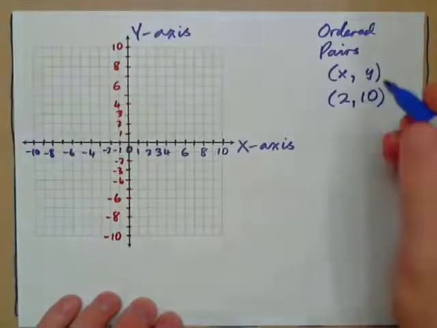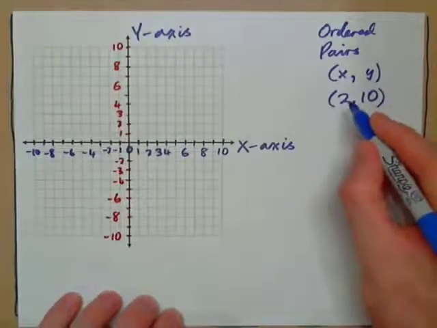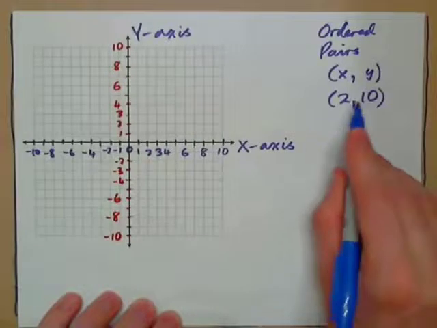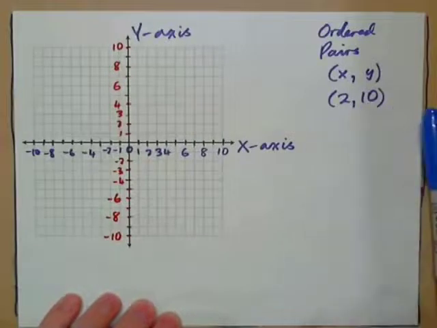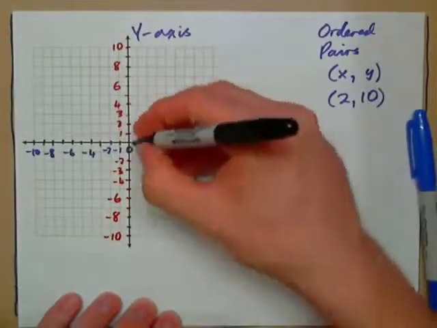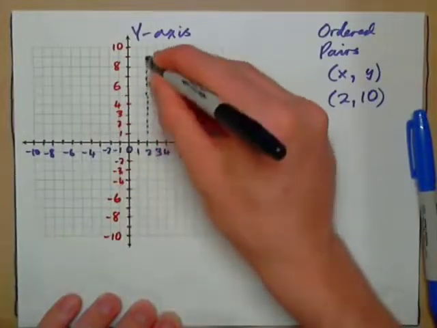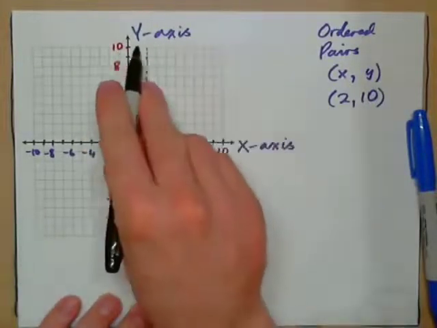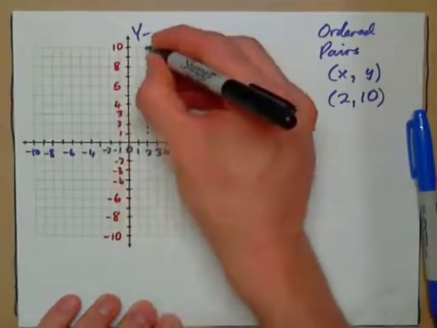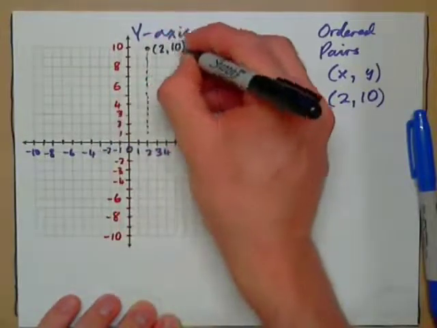So you've labeled your axes, and the ordered pair 2, 10, x is 2, y is 10. Let's find that. Well, x is 2 right here. And you just go straight up and find where y is 10. Y is 10 right here, isn't it? So that is 2, 10.